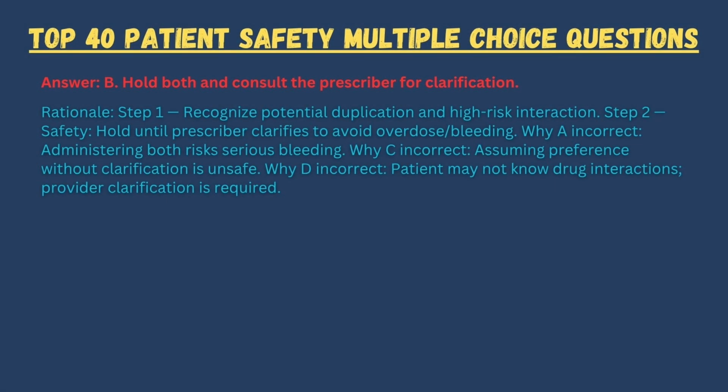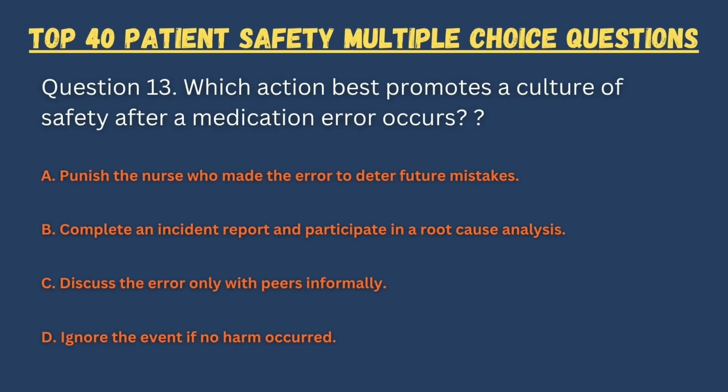Answer. B. Hold both and consult the prescriber for clarification. Rationale. Step 1. Recognize potential duplication and high-risk interaction. Step 2. Safety. Hold until prescriber clarifies to avoid overdose or bleeding. Why A. Incorrect. Administering both risks serious bleeding. Why C. Incorrect. Assuming preference without clarification is unsafe. Why D. Incorrect. Patient may not know drug interactions. Provider clarification is required.